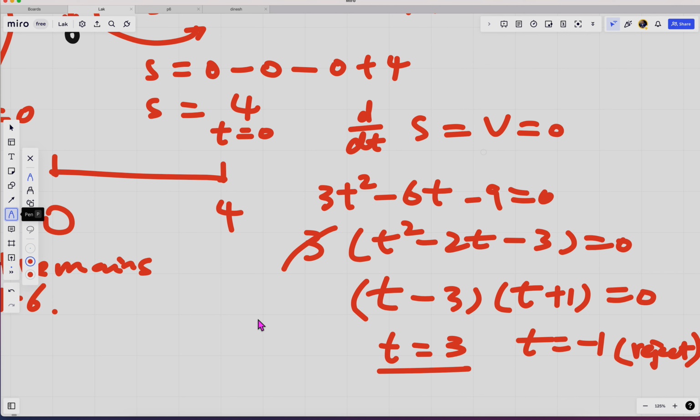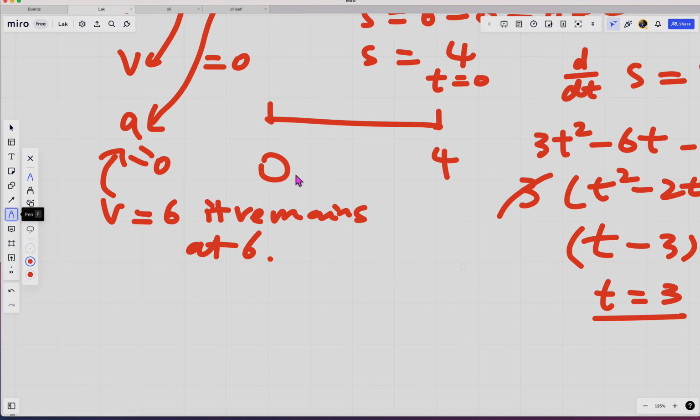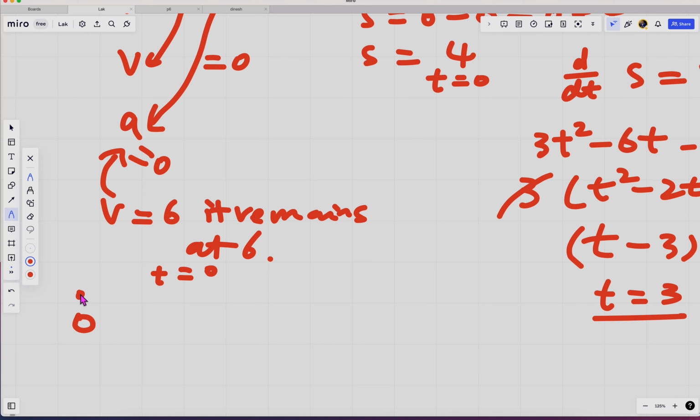So now you make use of the displacement graph just now. When this is point O, at t equals 0, it is 4 meters away from the point O, right? So basically this tells you your particle at t equals 0 is here. Then at t equals 3, your particle stops.